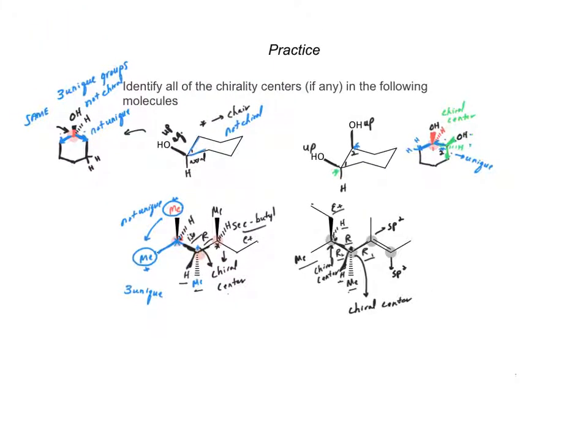Should have done more colors on that last one, but besides the point. Okay, so we had none here. We had 2 chiral centers here. We had 2 here, and then we also had 2 here.